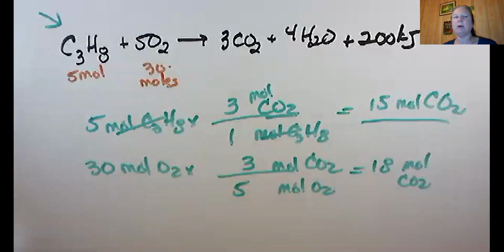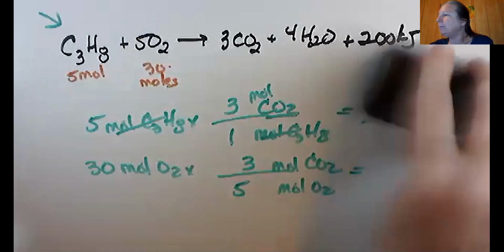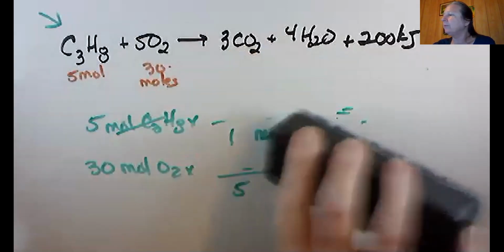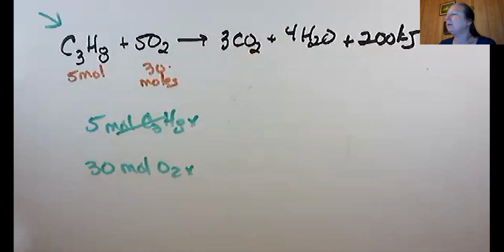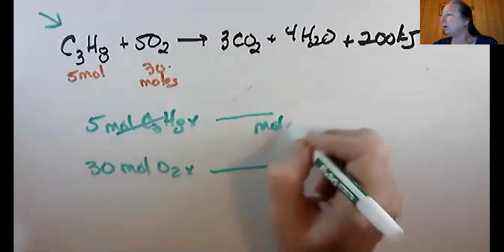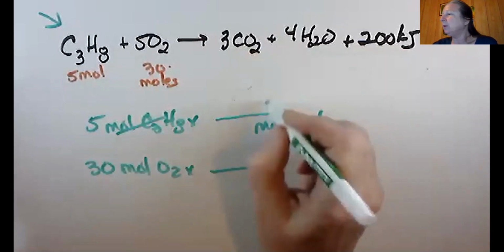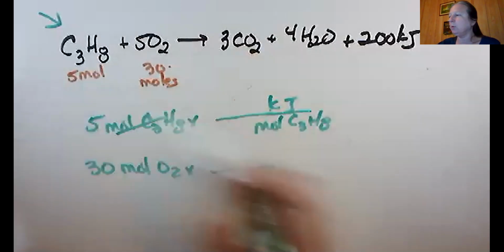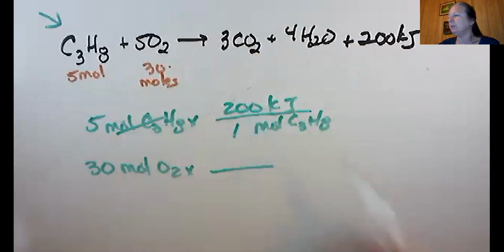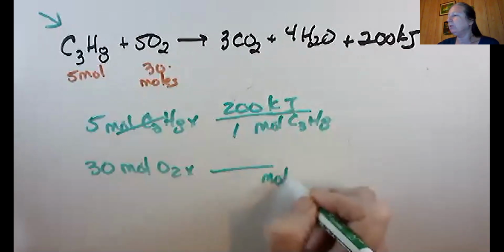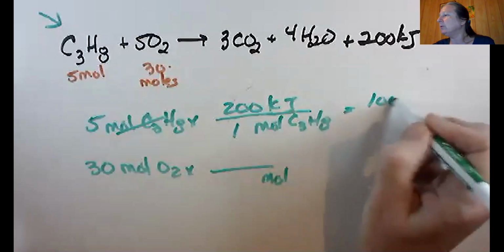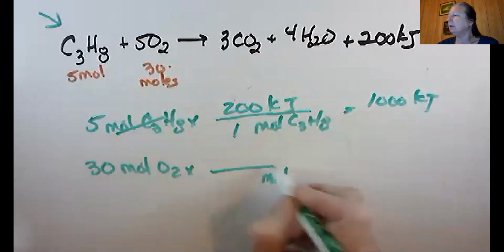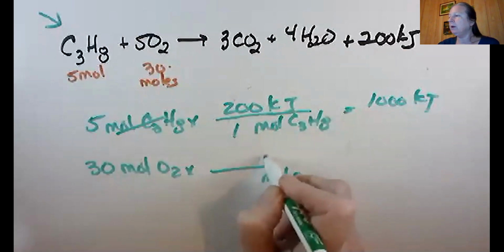I just want to do this with the energy, just because I just did the energy lecture and I think, why not? So you start the same way. I'm going to start with a hydrocarbon. But this time, since I'm doing energy, that's my unit that I put up there. My numbers come from this. 1 mole of this, 200 kilojoules. And then I'll do the math. So that's 1,000 kilojoules. So my moles of oxygen down here, my unit is kilojoules.